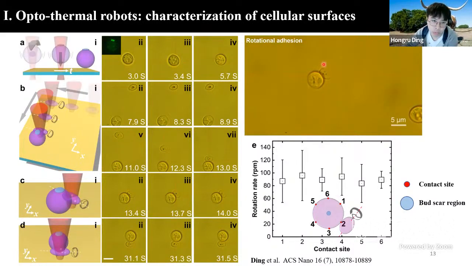And we use rotating mode to rotate the probe cell at the surface of the target cell, basically rotated at different sites, because we want to measure the cell-cell interaction. Because the target cell has a uniform surface, all the different contacting sites have uniform surface properties. And that's why we get almost the same rotation rate at 6 different sites.